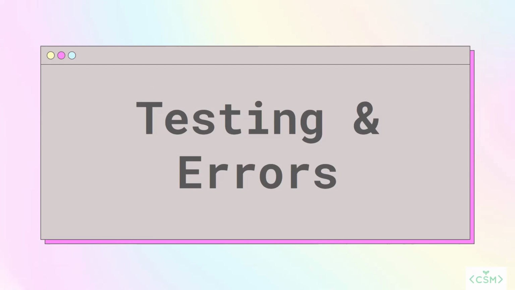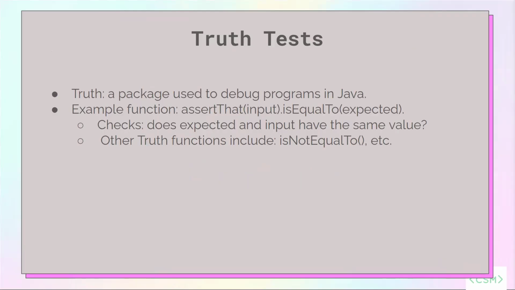Hello, I'm Matthew. I want to quickly go over testing and errors, because I know you have to do unit testing on your midterm, so I think it's important that we go over the unit test library and how unit testing works. A quick introduction to Truth tests: Truth is a package used to debug programs in Java. It's a library, and you should be familiar with all the methods in that library when you're debugging your code. An example function here is to assert that your input value is equal to some expected value.